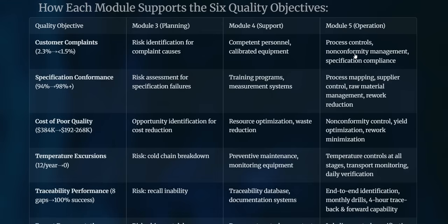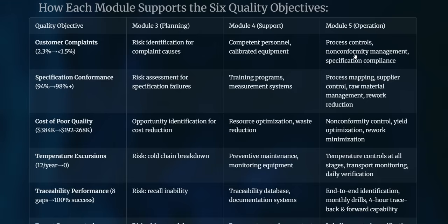The third objective is cost of poor quality, which is at 384,000 USD, and we want to reduce it by 30 to 50% within the next 18 months.